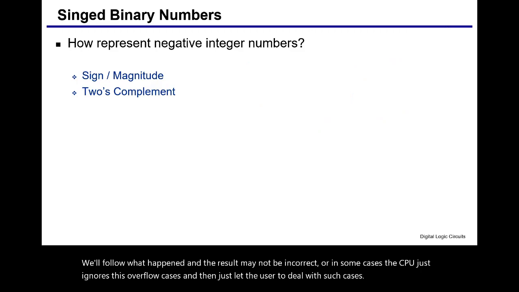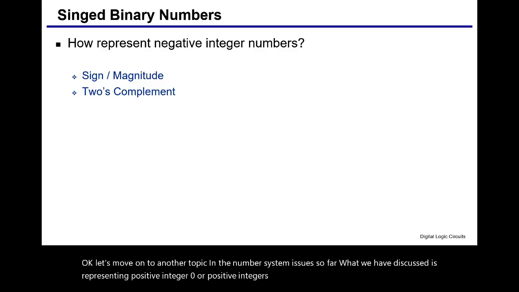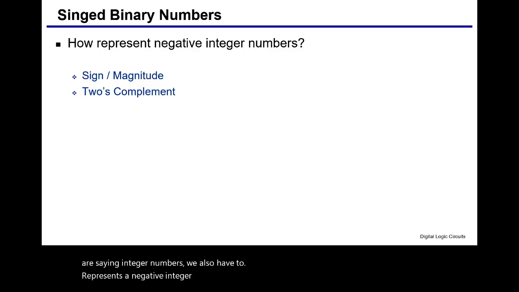Okay, let's move on to another topic in the number system issues. So far, what we have discussed is representing 0 or positive integers using binary bit numbers. However, when we are saying integer numbers, we also have to represent the negative integer values. So how can you represent negative values using binary bits?